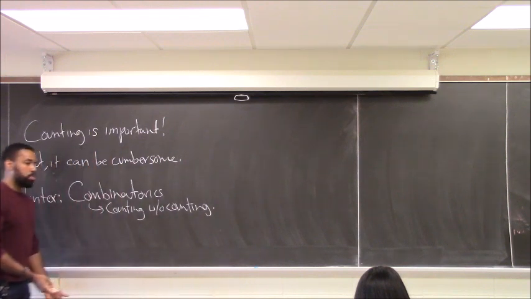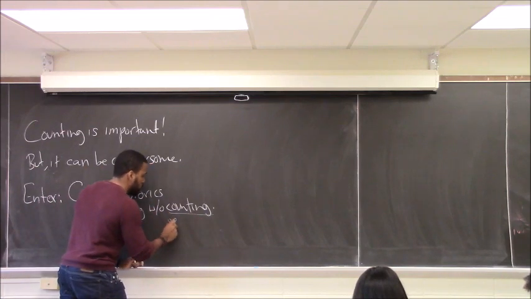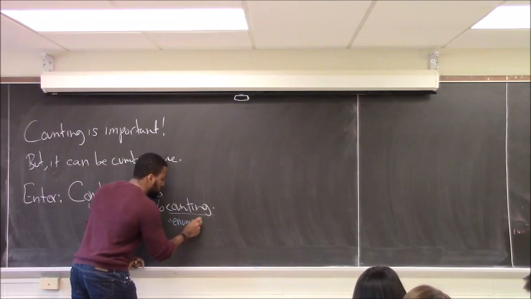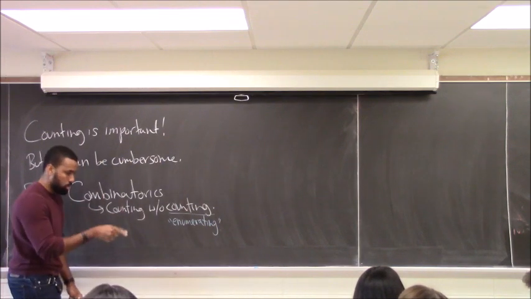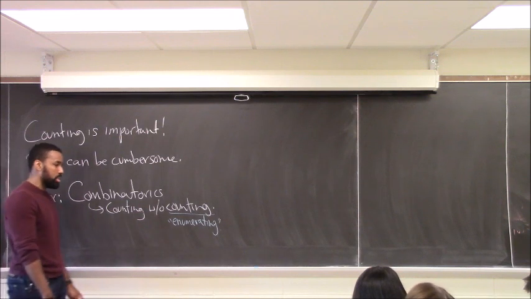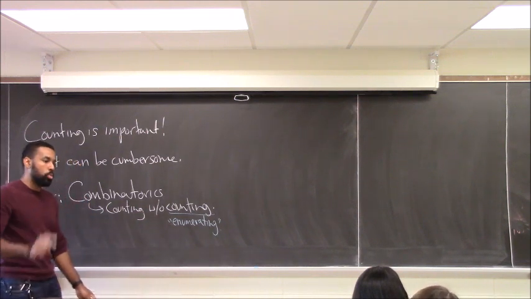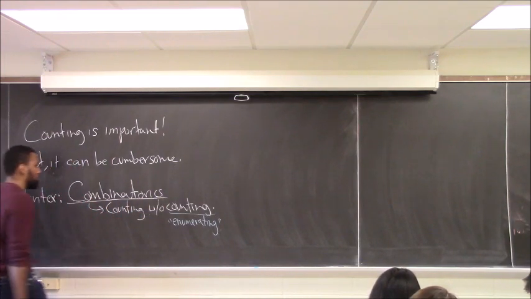Counting in the sense of what people usually think when they think counting. 1, 2, 3, 4. Counting here refers to enumeration. And sometimes we will actually use that, right? Enumeration means 1, 2, 3, 4. But we're going to want to have ways of counting without actually having to do it one by one. And we want to do this very efficiently. So we have to study a little bit of combinatorics.